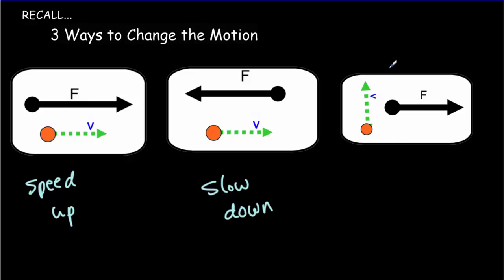The third possibility, and what we want to talk about today, is the case where the force and the velocity are perpendicular to one another. And you'll recall that that results in a turning motion.